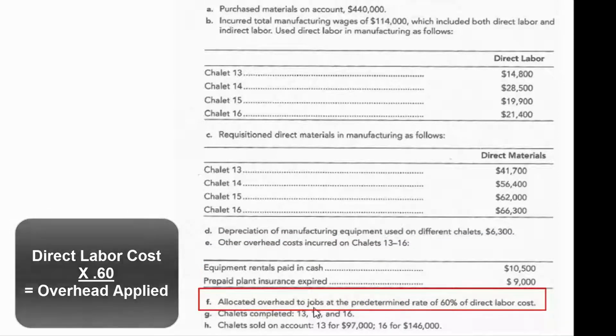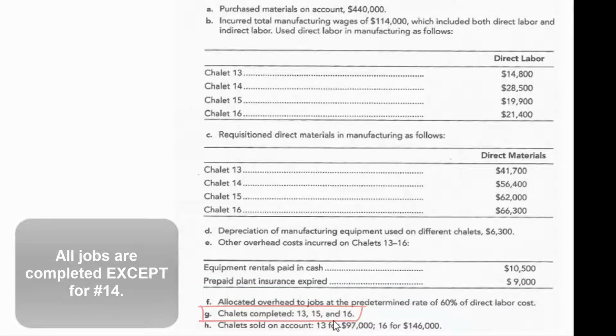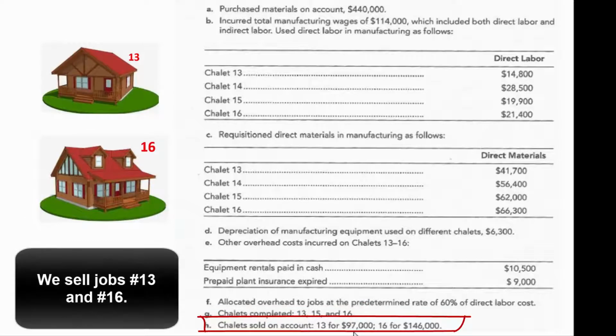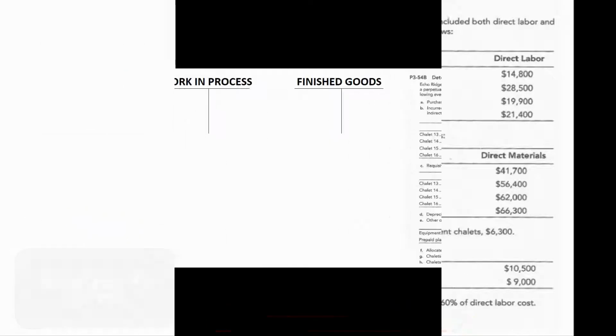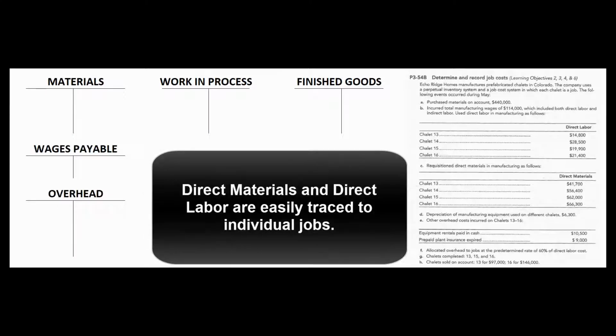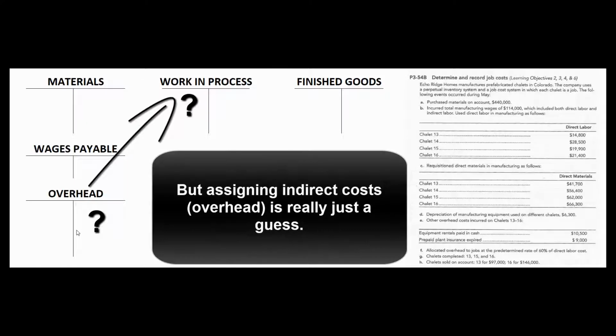During the month, we complete chalets 13, 15, and 16, and we sell chalet 13 for $97,000, and we sell chalet 16 for $146,000. So it's going to be easy to track direct materials, easy to track direct labor, but the indirect costs of overhead are a little more complicated.